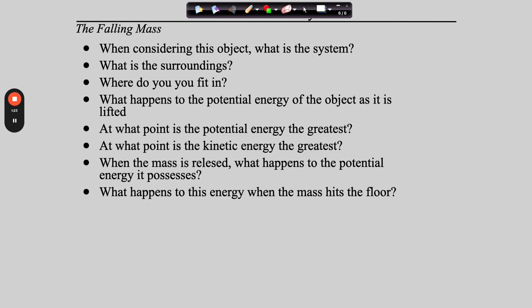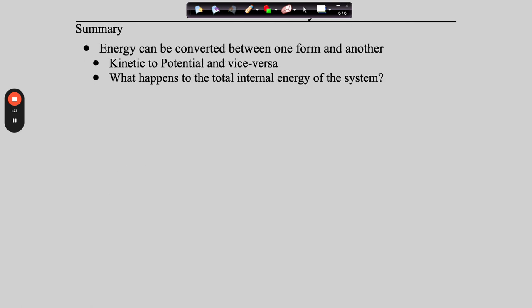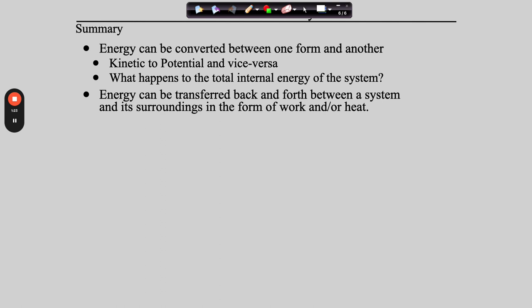Oh wait, we'll do our summary really quick. Energy can go from kinetic to potential or potential to kinetic with no net change in internal energy. If we want to change internal energy, there's only two ways to do it. What is it? Heat and work.